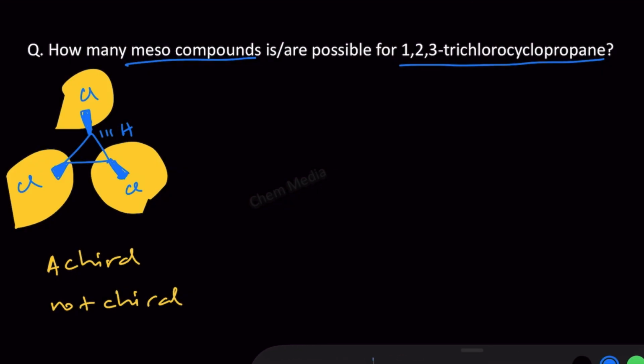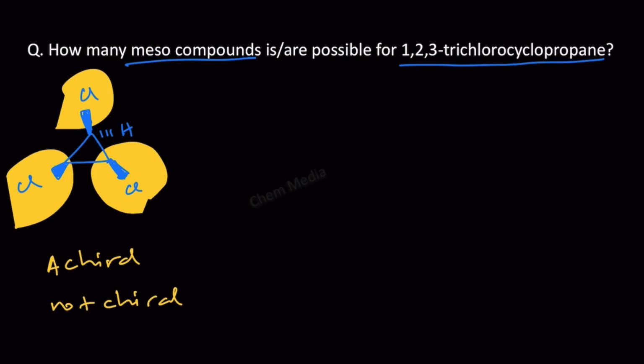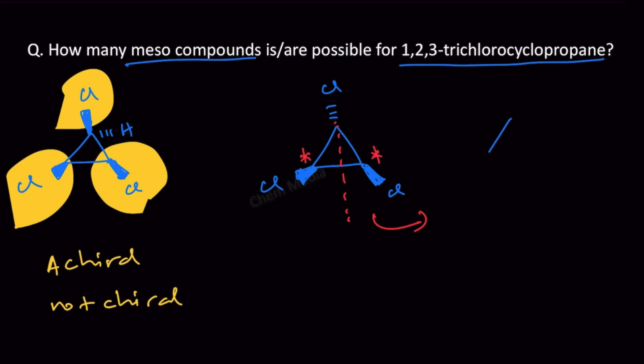Now how about the other possibility? Let's say I am drawing it this way, putting 2 chlorines up and 1 chlorine down. Is this meso? It would appear like meso because here is the plane of symmetry. You might think that this is a chiral center potentially, and this is a chiral center potentially, but can you draw a pair of enantiomers for this? It is not possible to draw a pair of enantiomers for this, isn't it?